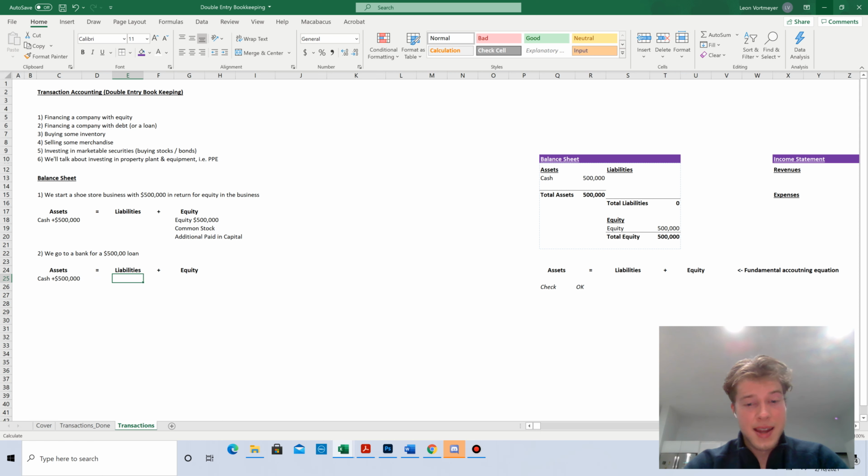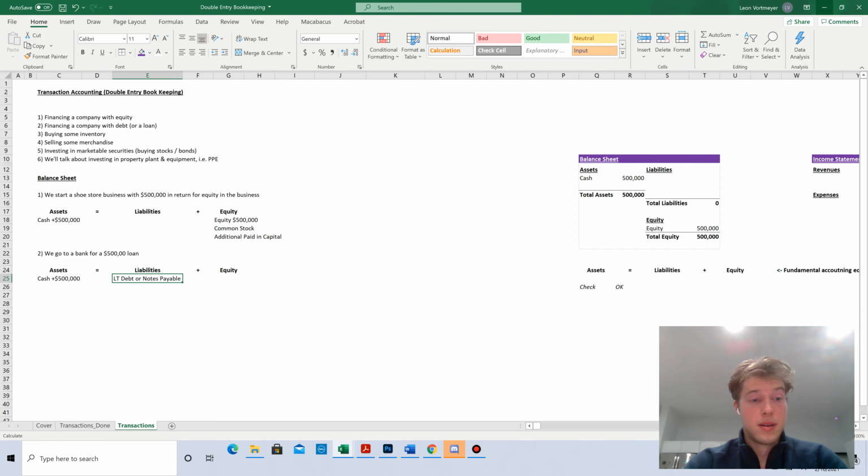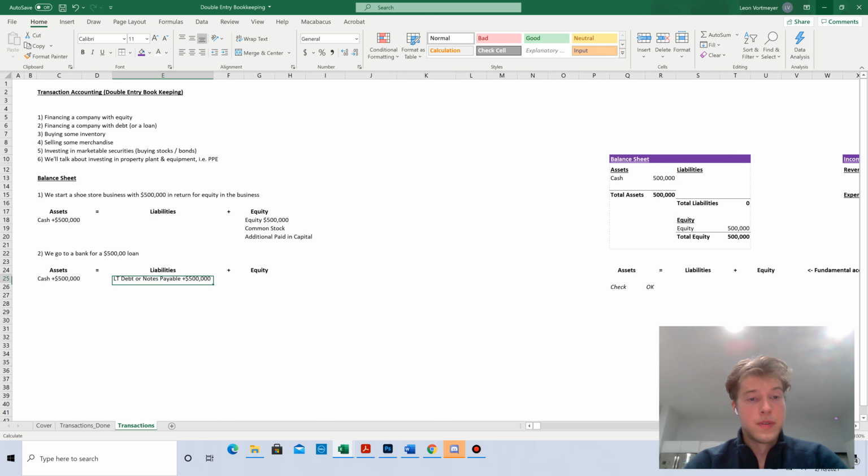So financing with debt means that we're not adding anything with equity. We're adding here an account called long-term debt, or also notes payable. They mean the same thing. Here we're adding a $500,000 liability. And if you'll notice here, this equation also balances. Assets go up by 500,000, liabilities go up by 500,000. So both sides of this equation both equal 500,000.